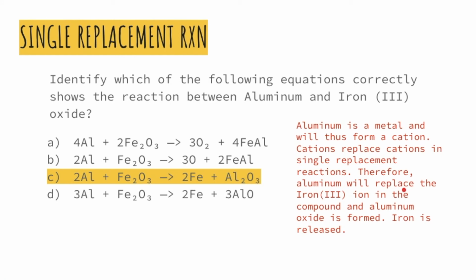You should have selected C. Aluminum is a metal and will thus form a cation. Cations replace cations in these single replacement reactions. Therefore, aluminum will replace the iron 3 ion in the compound and aluminum oxide is formed. Iron is then released.